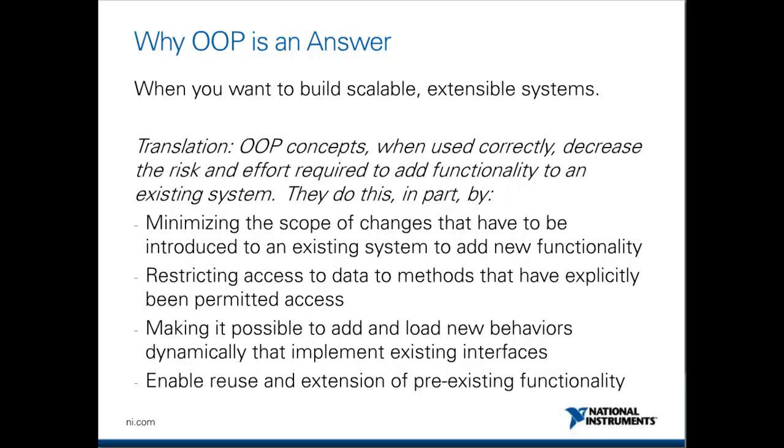And OOP does this by minimizing the scope of changes that have to be introduced in order to add new functionality. This is made possible because we have clearly defined interfaces, ownership of data, and association of methods that can act upon that data. And so we can derive from these to add new functionality to our system, as we'll see in a minute. We also protect the data encapsulated by a class or an object. And this way we're able to maintain an explicit relationship between data and the functions that are allowed to act upon it and modify it.